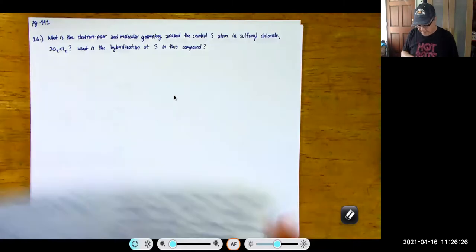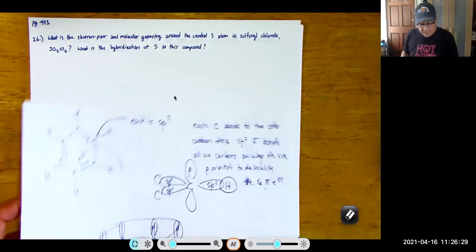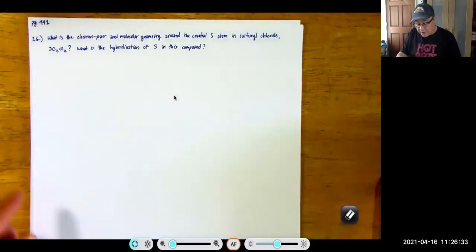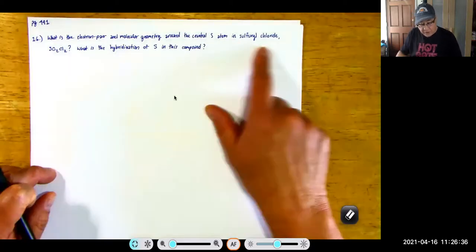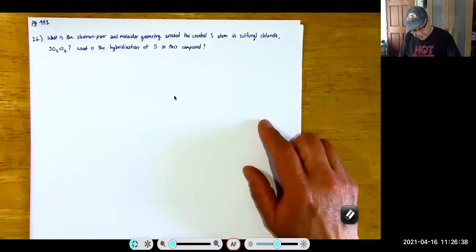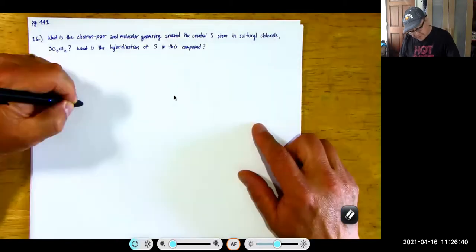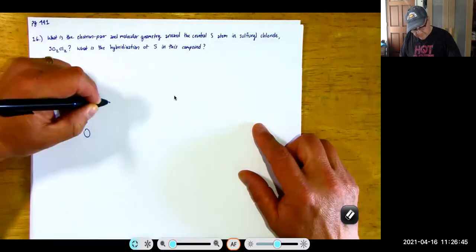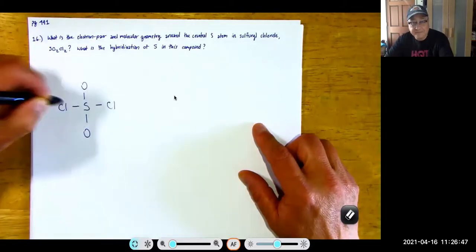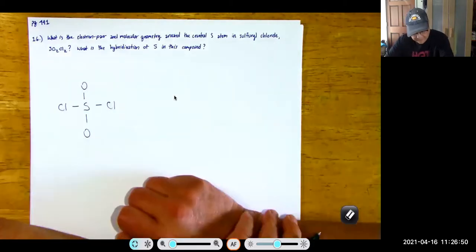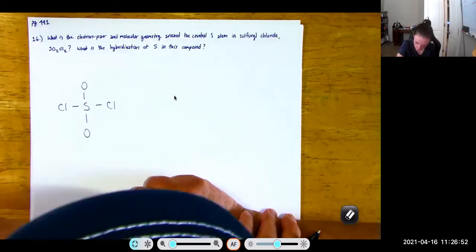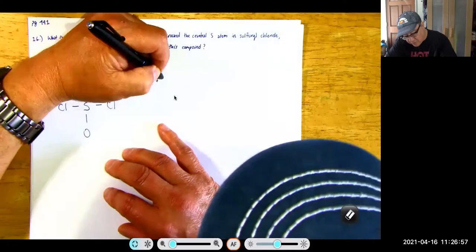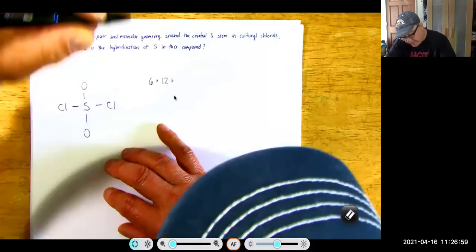Number 16. What is the electron pair and molecular geometry around the central atom in sulfuryl chloride, SO2Cl2? So we're going to do this. To start with, right? How many electrons? Well, sulfur is 6, oxygen is 6, but there's 2, so that's 12. Chlorine is 7, there's 2, that's 14.